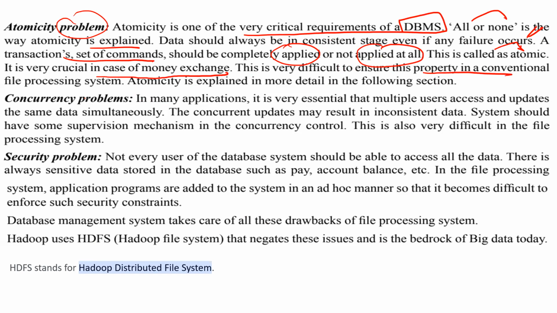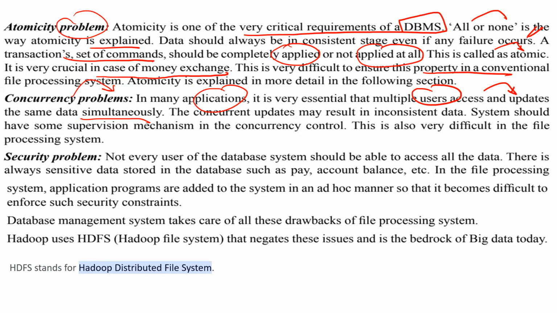So the concurrency problem. In many applications, it is essential that multiple users access and update the same data simultaneously. The concurrent updates may result in inconsistent data. So the system should have some supervision mechanism for concurrency control. This is also very difficult in the file processing system. Clear? That is the concurrency problem, continuous updating of the data.